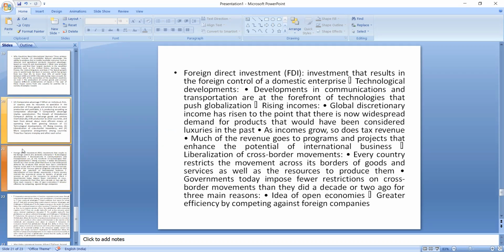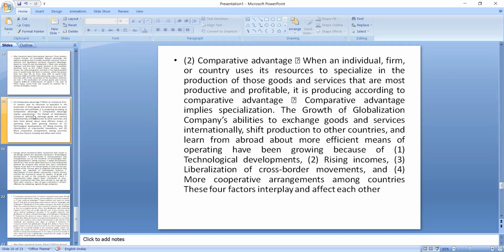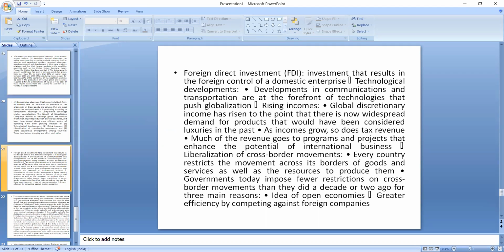So these are the important things, and there are four factors that interplay and affect each other. See that foreign direct investment results in the foreign control of domestic enterprise. Technological developments in communication and transportation are at the forefront of the technologies that push globalization. Rising incomes: global discretionary income has risen to the point that there is now widespread demand for products that would have been considered luxuries in the past.